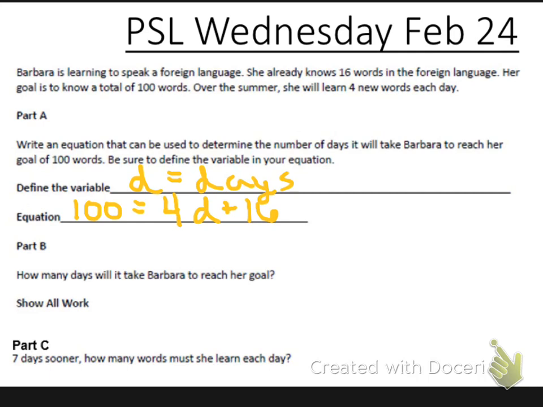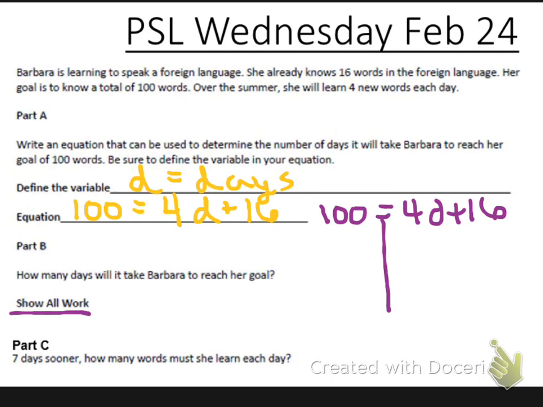So how many days will it take Barbara to reach her goal? Show all work. Now make sure you're doing this part. A lot of you hate writing stuff down, but these are for I-STEP, and you're going to have to show your work. So you're going to have 100 equals 4D plus 16. Now this is just going to be a 2-step equation. So draw your line down, and we're going to start doing our steps.